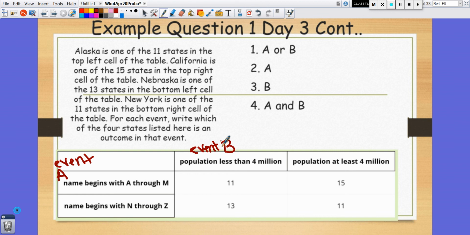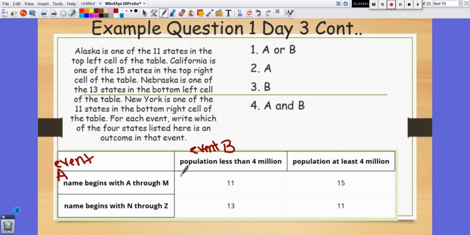Okay, it says Alaska is one of the 11 states in the top left cell of the table. So Alaska fits through here because it has a name that begins A through M. California is one of the 15 states in the top right. Nebraska is one of the 13 states in the bottom left. And New York is one of the 11 states in the bottom right cell of the table. For each event, write which of the four states listed here is an outcome of that event.